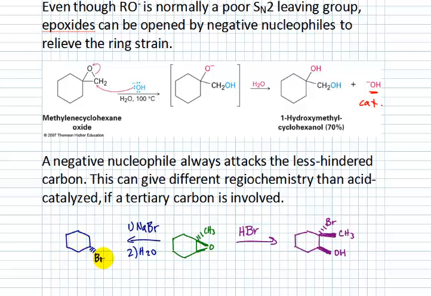So let's put a Br down. We're going to put OH up, just like it originally was, and then the methyl down, like it originally was. Okay, so two key differences on the stereochemistry and regiochemistry. Stereochemistry is still an anti-addition in both cases. It's the regiochemistry that's different here.